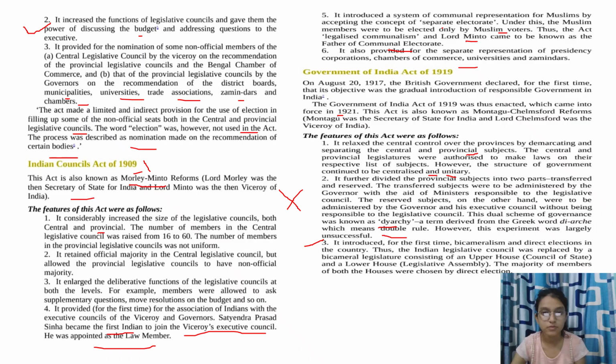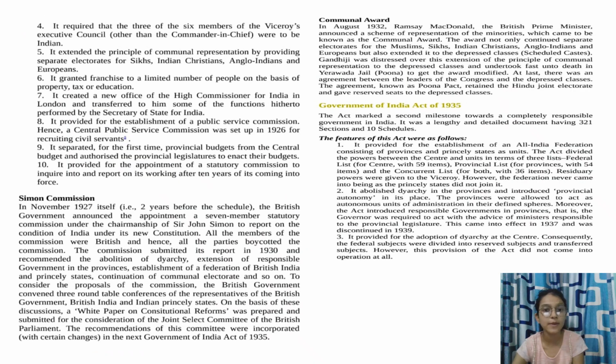It was not successful, and it died along with the Government of India Act 1935. The 1919 act introduced for the first time bicameralism and direct elections in the country. Thus, the Indian Legislative Council was replaced by a bicameral legislature consisting of an upper house, the Council of State, and a lower house, the Legislative Assembly. The majority of members of both the houses were chosen by direct election. So, direct election was introduced at that time.